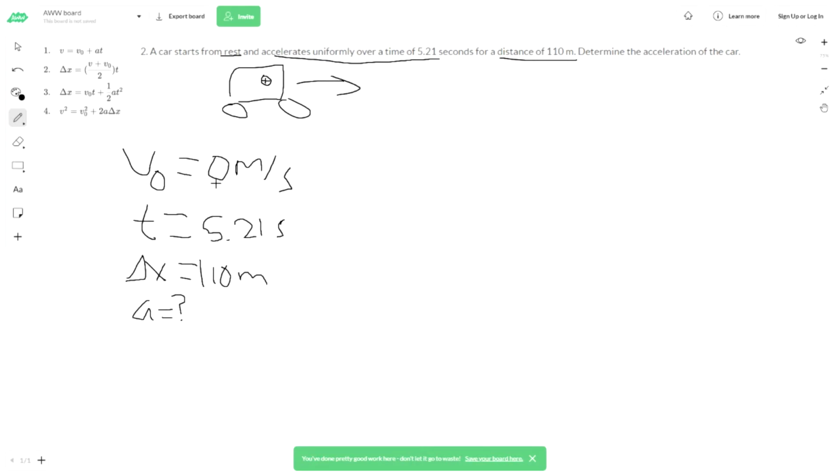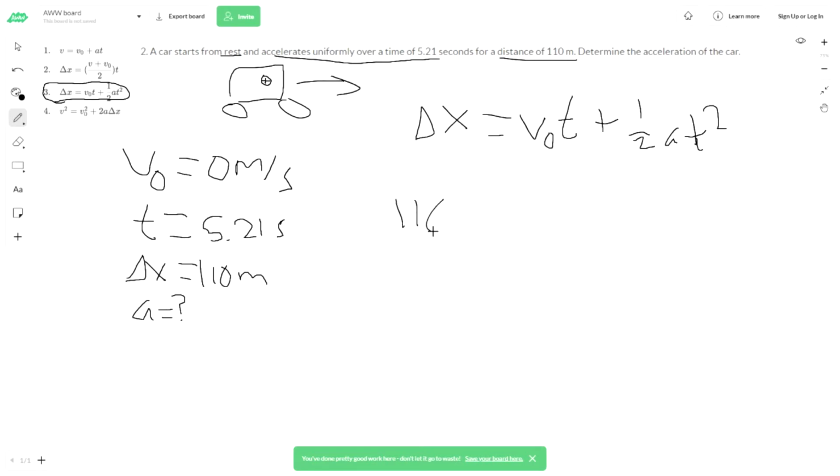Alright, so we have 3 givens and 1 unknown, so that means that we can choose one of our kinematics equations. So let's see. Again, the velocity is not one of our givens or one of our unknowns that we're solving for, so that means we're going to use the same equation as last time, number 3. Change in x equals v0 times time plus 1/2 at squared. Alright, now we can plug in our values. 110 equals, this part's going to be 0 again because the initial velocity is 0, plus 1/2 times a times t squared.